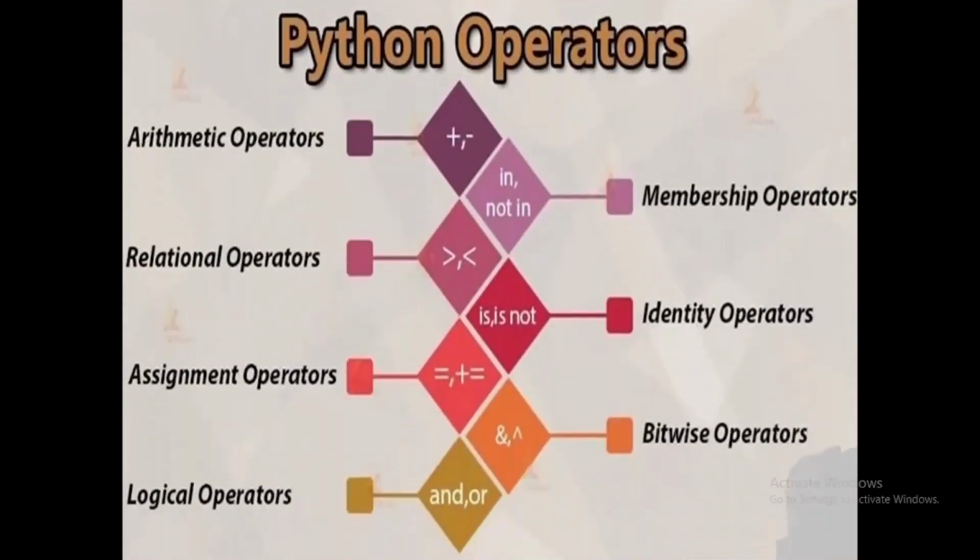Hello everyone. Today I will teach you about the last Python operators, that is identity operators. There are 7 Python operators and I already taught you about 6 of them: arithmetic operators, relational operators, assignment operators, logical operators, membership operators and bitwise operators. If you want to learn about these operators, then kindly watch my previous videos.